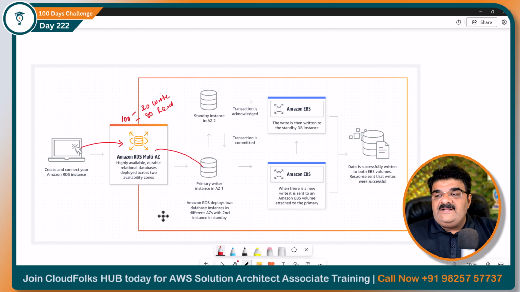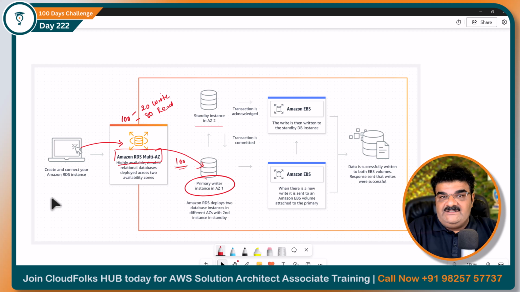All these 100 requests will go to the primary writer instance. Why? Because this is always in standby mode. It is actually not going to handle any request, be it read or write. It is not going to manage any request because it is actually standby. So all 100 requests will be handled by the primary writer instance only when you have Amazon RDS multi-AZ.